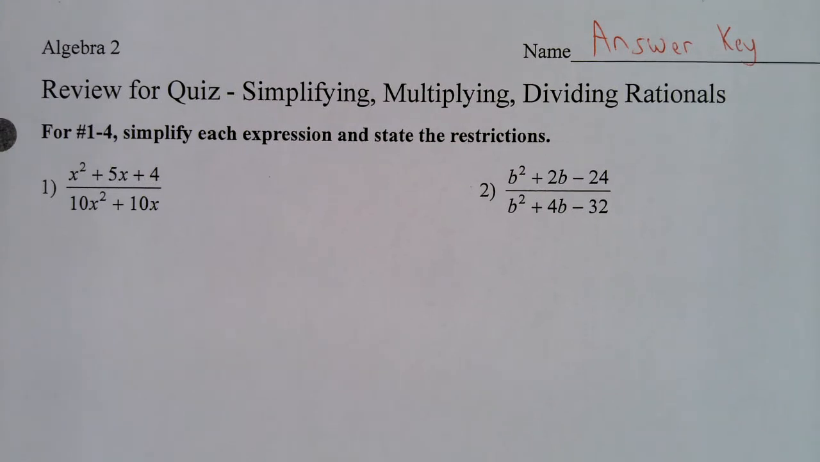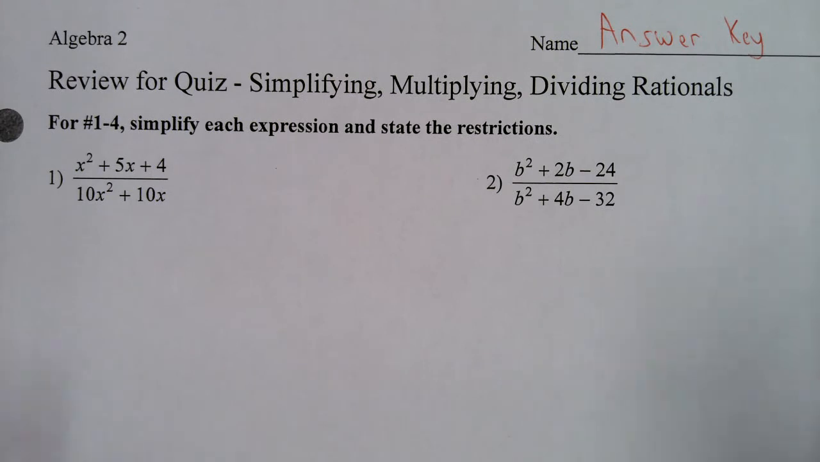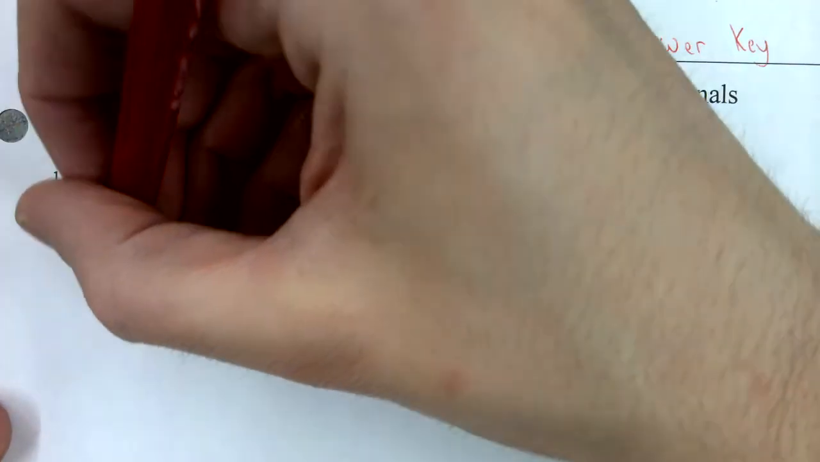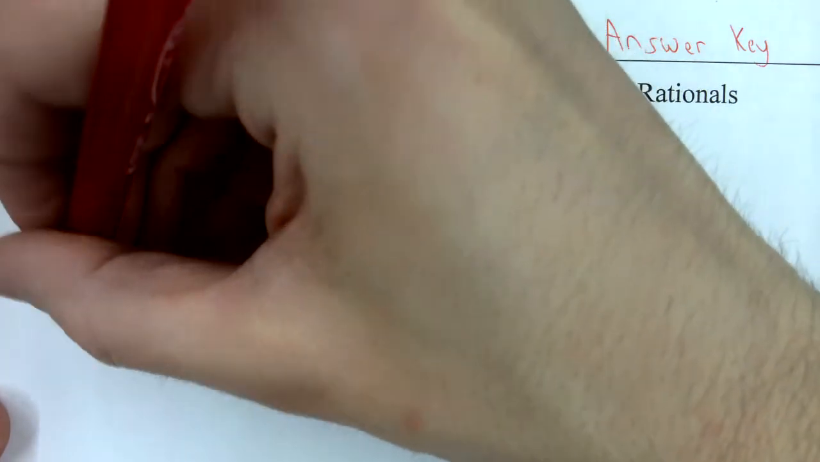So number 1, when you factor the numerator, you're looking for two numbers that multiply to 4 and add to 5. So that'll be 4 and 1. So you factor that to become x plus 4 times x plus 1.